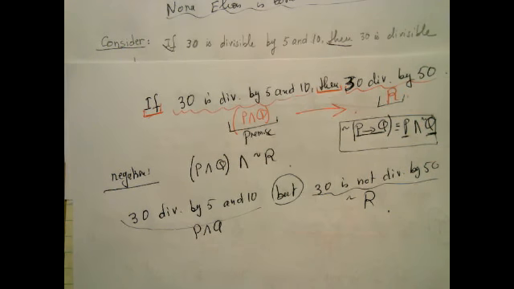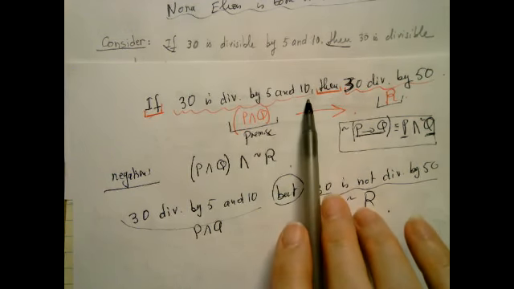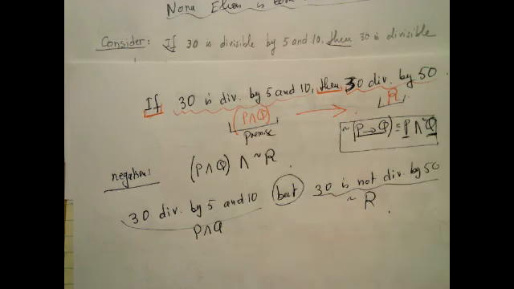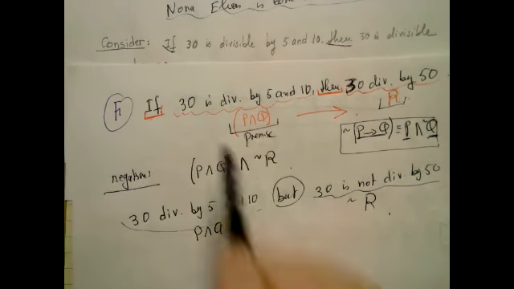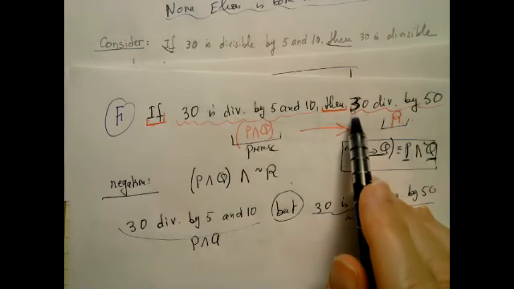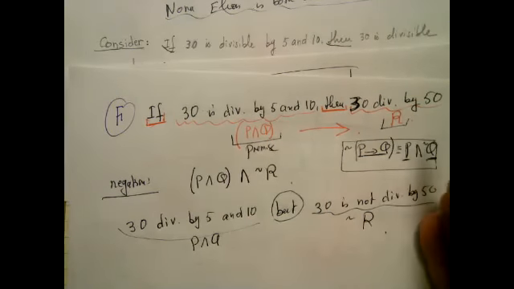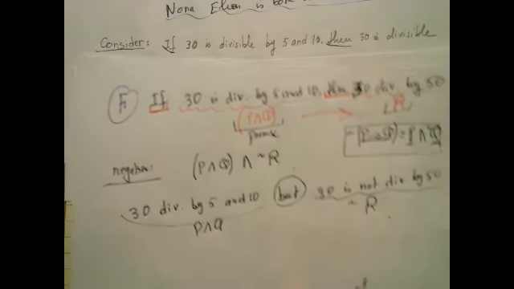And now let us analyze. Is the original statement true or false? What do you think? False? Do you agree with Tim? 30 divisible by 5 and 10, that's a true statement. 30 divisible by 50, of course, that's a false statement. So hypothesis true, conclusion false, that's a false statement.